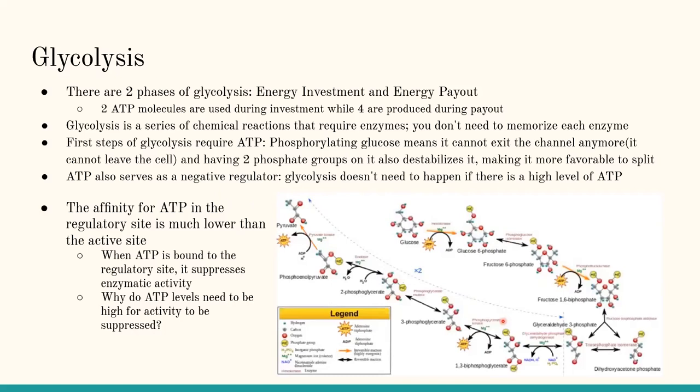So if it's able to bind in, that tells the cell that there are lots of ATP around. And so if there's lots of ATP around, it also tells the cell that it doesn't want to make more ATP because there's already so much ATP around. So that's why if it's able to bind in, it suppresses activity. Sorry if that was confusing. If you want me to go over it again or explain it a different way, let me know.